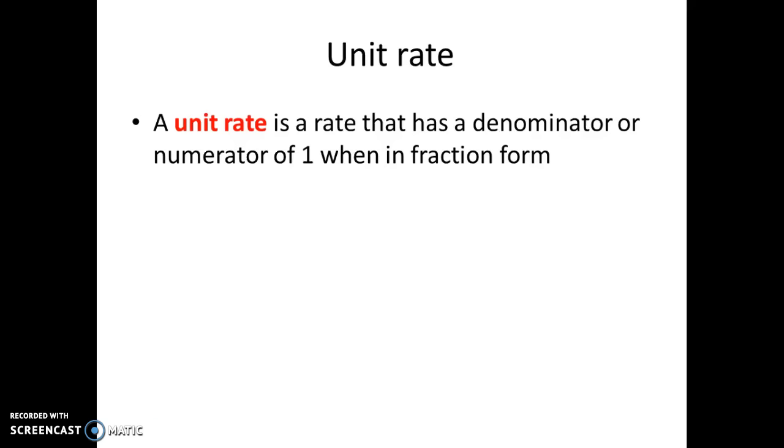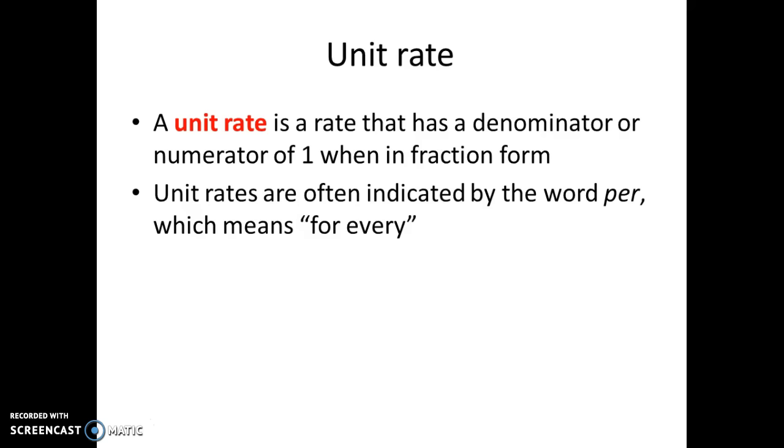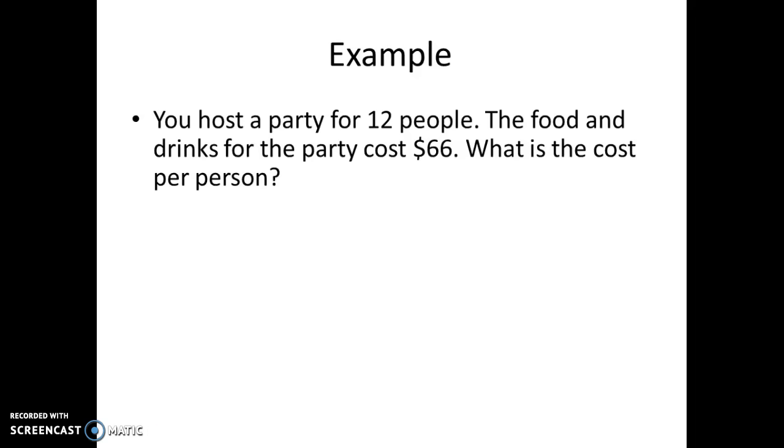So unit rate. A unit rate is a rate that has a denominator or numerator of 1 when in fraction form. Unit rates are often indicated by the word per, which means for every. So you might see a word problem that has the word per in it. That kind of tells you, okay, maybe we need to find the unit rate for something. So the example is one that we had done in class earlier, but I kind of wanted to show two different ways we could think about this.